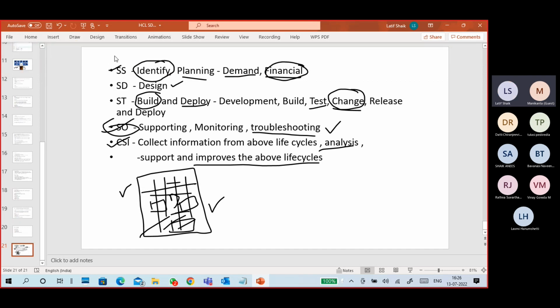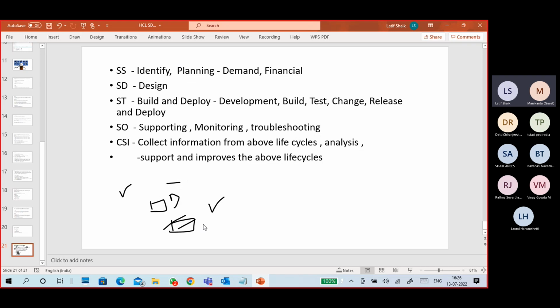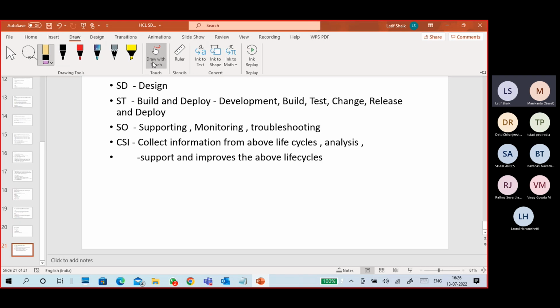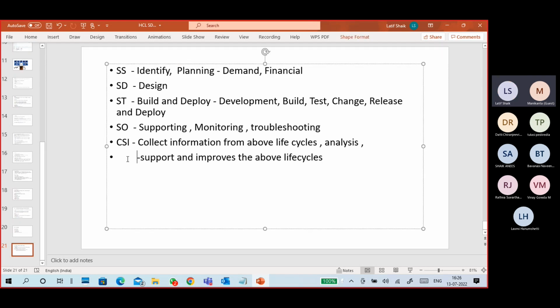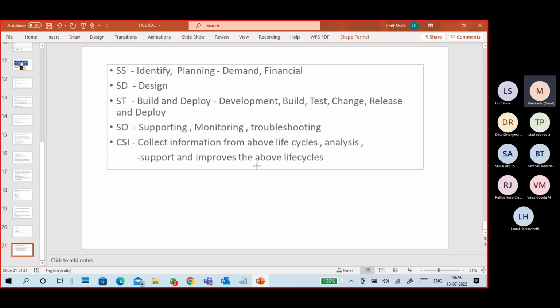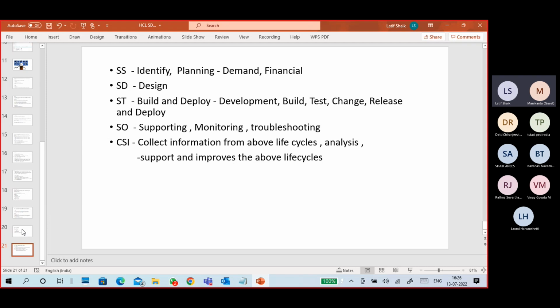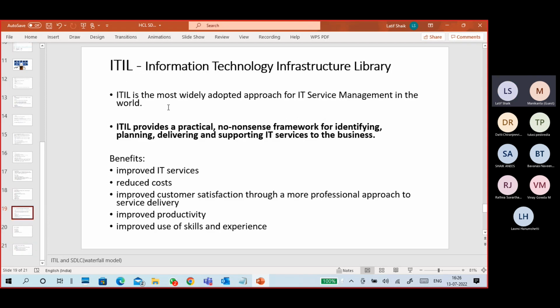If you don't fully understand the complete life cycle, there are many internal life cycles as well. Service strategy has an internal life cycle, service design has an internal life cycle, service transition has internal life cycles. But the thing is, internal life cycles are a secondary part.